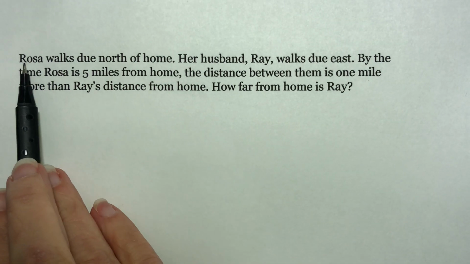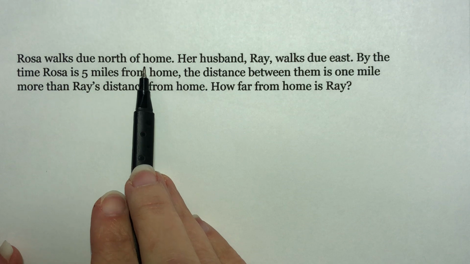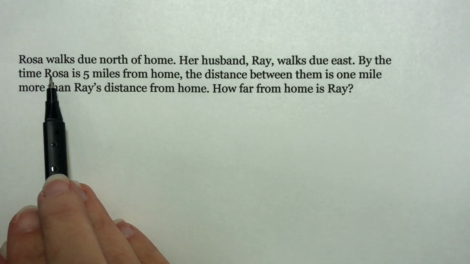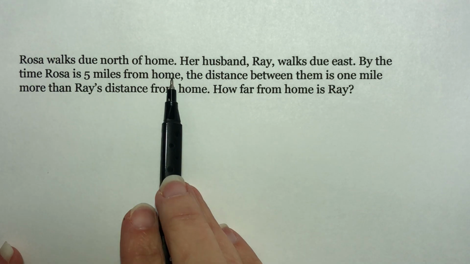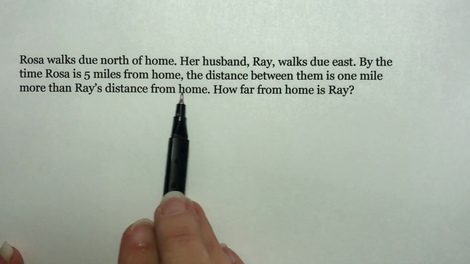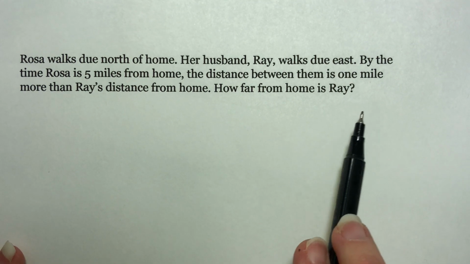Okay, so Rosa walks due north of home. Her husband, Ray, walks due east. By the time Rosa is 5 miles from home, the distance between them is 1 mile more than Ray's distance from home. How far from home is Ray?